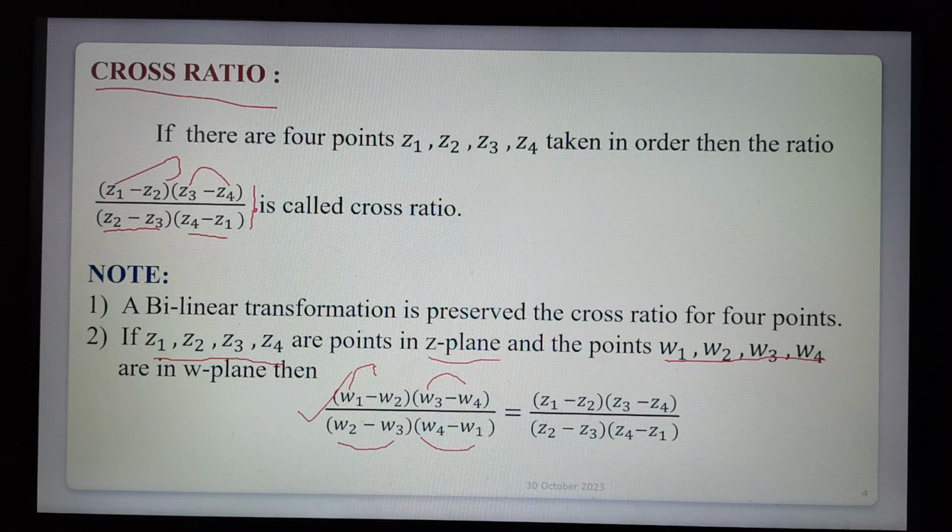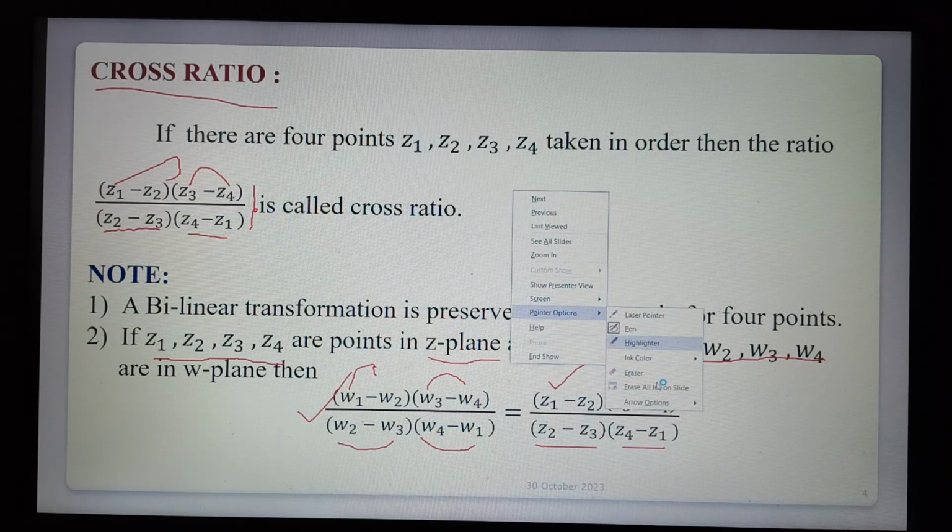This is the cross ratio in the w plane, and this is the cross ratio in the z plane. So that is equal: (z1 minus z2) into (z3 minus z4) by (z2 minus z3) into (z4 minus z1). Using the cross ratio, we can find the bilinear transformation for any given 3 points. Okay, w in terms of z, that is w is equal to f of z, which is az plus b by cz plus d, when any 3 points are given. Okay, this is important, the long question will be given on this topic.